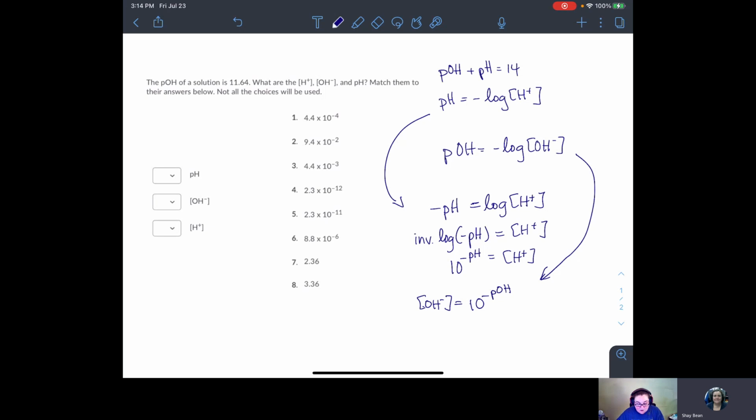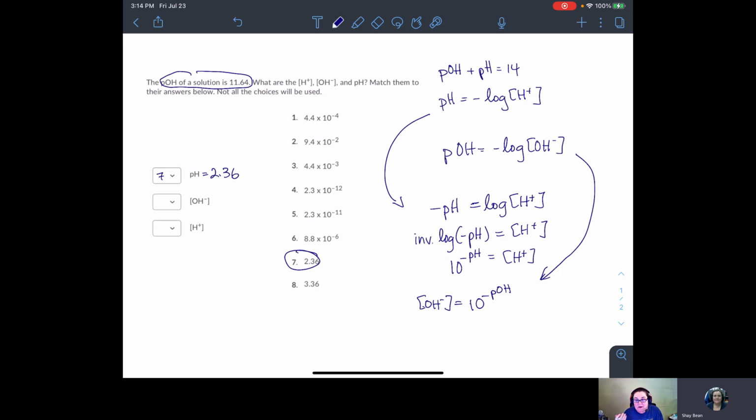And so this is just a matter of punching through these. I'm starting with a pOH of 11.64, so the quickest one for me to find would be 14 minus 11.64 is my pH. Plug that into your calculator and you get 2.36, and that is your pH. On a problem such as this, you're going to match it with item number 7. Be careful, they may be in a slightly different order if this is a question on your practice set.